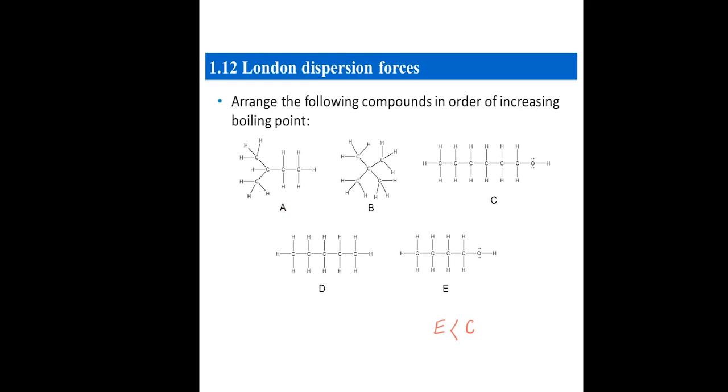Now, between A, B, and D, D is linear, so we can more easily stack the molecules on top of each other. The London dispersion force would be stronger, therefore the boiling point would be higher in D. And if you compare A and B, B is more branched than A, so A would be the next molecule, and the lowest boiling point belongs to molecule B.